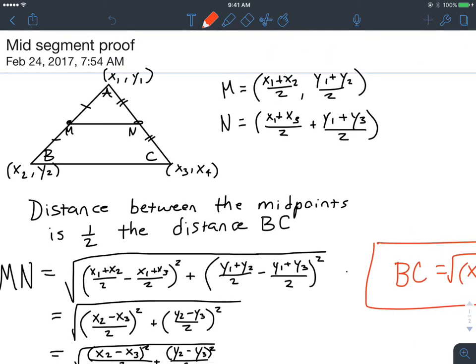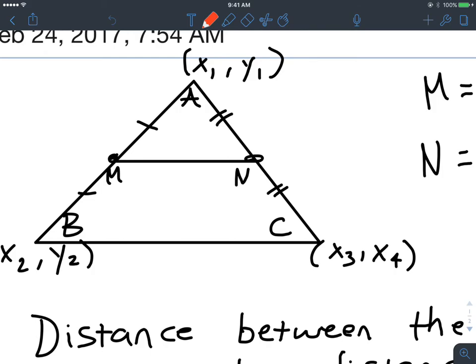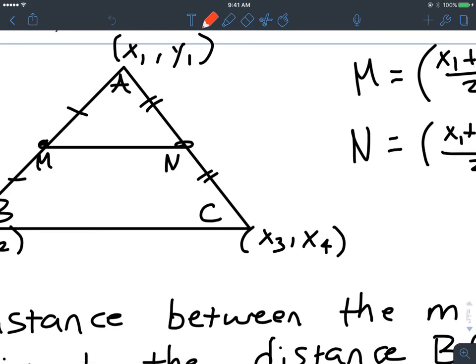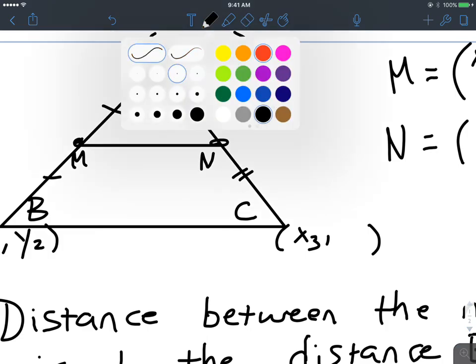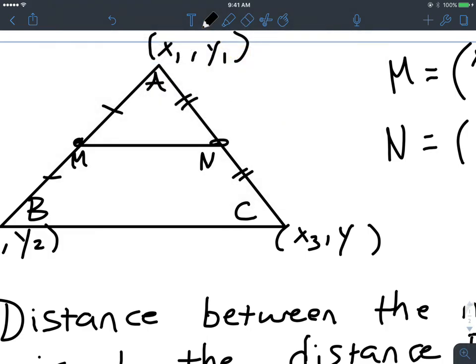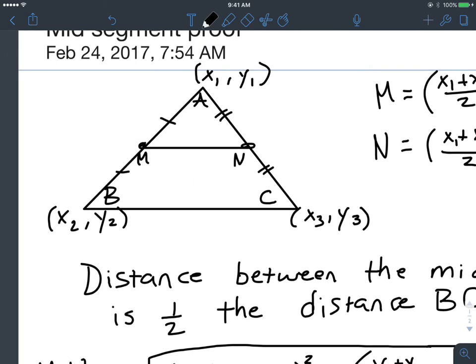It's the mid-segment proof. So I took a bunch of random points and gave them names: x1, y1, x2, y2, x3. I guess that should have been x3. Wait a minute, that should have been y3. I don't know what I'm doing here. So I can fix this up. Maybe I have it wrong. That should have been y3 right there. Hopefully I wrote down the rest of the proof right.